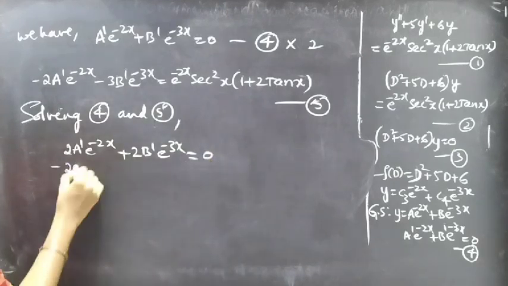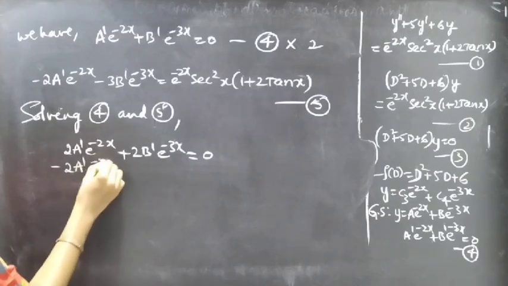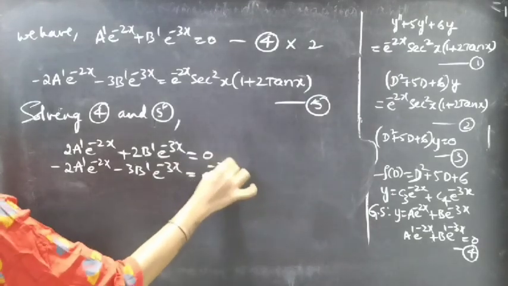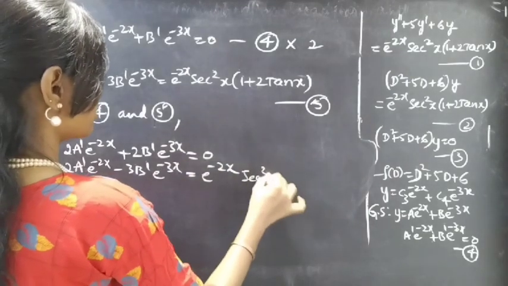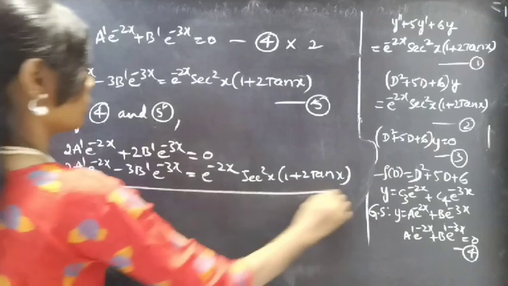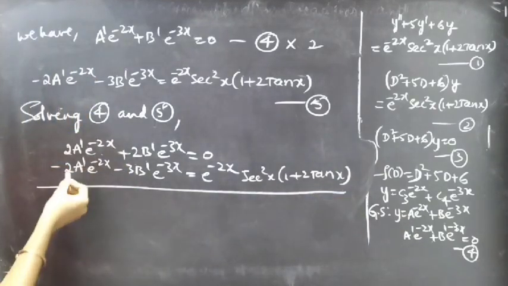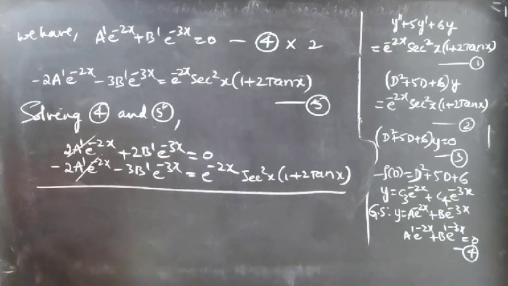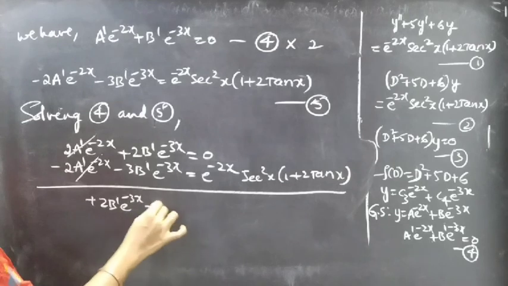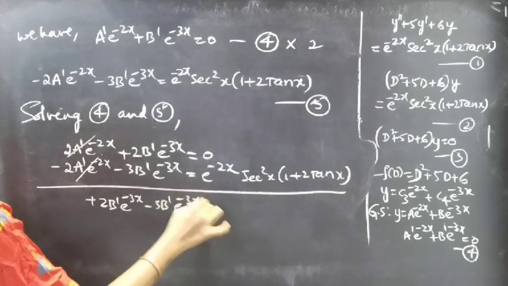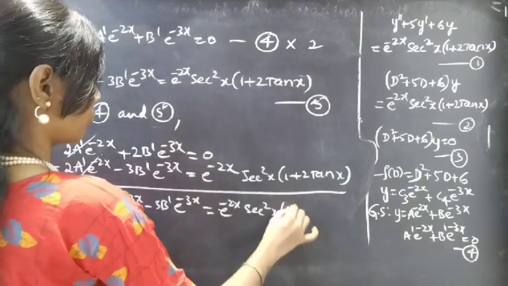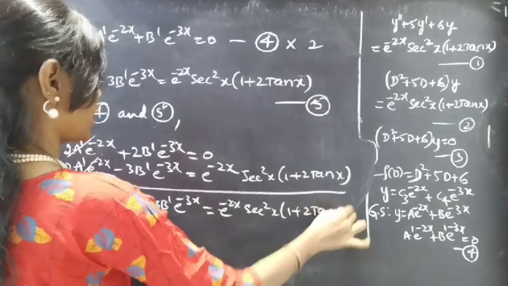Write the equation as it is. Minus 2a dash e power minus 2x minus 3b dash e power minus 3x equal to e power minus 2x secant square x into 1 plus 2 tan x, right? We can cancel plus 2a dash e power minus 2x and minus 2a dash e power minus 2x. This gives us plus 2b dash e power minus 3x minus 3b dash e power minus 3x equal to e power minus 2x secant square x of 1 plus 2 tan x, right?